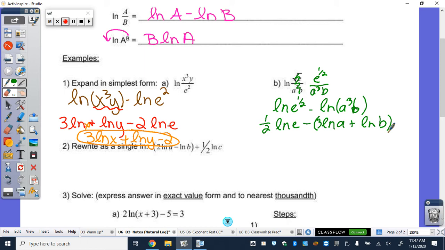So we got to clean a couple things up. Again, ln of e reduces to 1, so this would be 1/2. The other way we could take care of the denominator is to distribute that subtraction sign through, so you could make it minus 3 ln of a minus b. Or you could leave it like this in the parentheses with the subtraction out in front. Either one of those are fine.